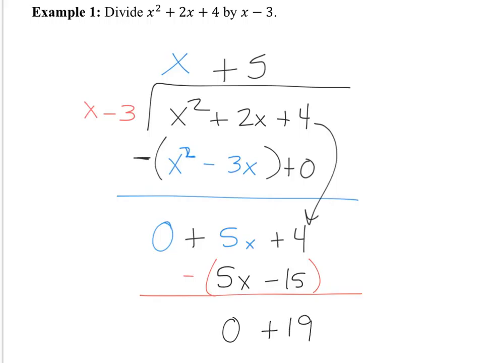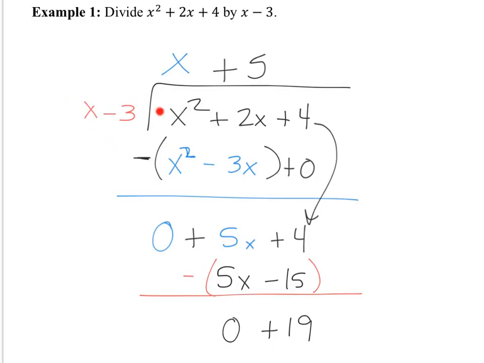So, what can I do next? Can I pick another number or another thing to put at the top and then get it to multiply by x minus 3 to get rid of this? Is that going to be possible? If I multiply, let's say I put a plus 7 for some reason at the end, I'd get 7x minus 21. And the 7x would definitely not cancel with this. So at the point that your expression has a lower degree than your divisor, you stop.